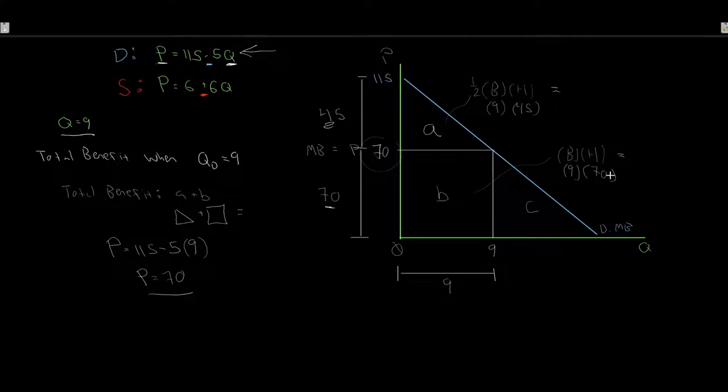So working these guys out then, what do I get? I get 0.5 times 9 times 45. Gives me 202.5. And for area B here, base of 9 times height of 70. So 9 times 70 gives me 630. Add these two together, right? We said total benefit was A plus B, triangle plus rectangle. So 202.50 plus 630. Well, that's going to yield a total benefit. I'm just going to abbreviate that TB for total benefit of $832.50 as my total benefit.